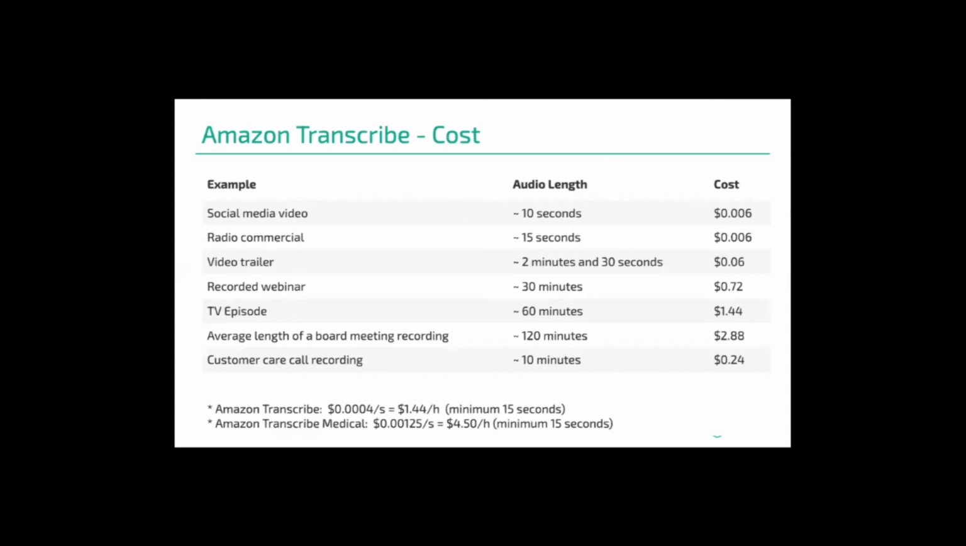Let's have a brief look at the cost for these services. Amazon Transcribe runs at $1.44 per hour, which is quite cheap for this. If you take something like this recorded webinar, which might run between 30 minutes and an hour, I would probably end up paying something like $1 to do a transcription. There's a minimum of 15-second bursts, so the minimum cost for a short burst of voice that's transcribed would be 0.006 cents.